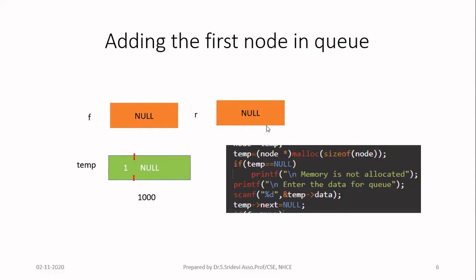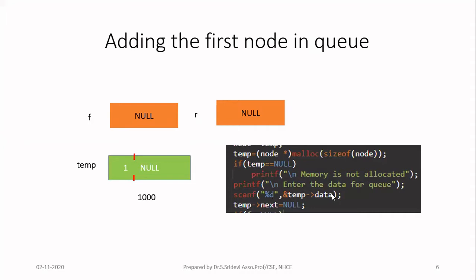Then, since I'm allocating memory, sometimes it may not be successful. So I'm checking whether temp is equal to null. If so, memory is not allocated, so I'm printing a message. Then you can return to the user. Otherwise, that means memory is available.